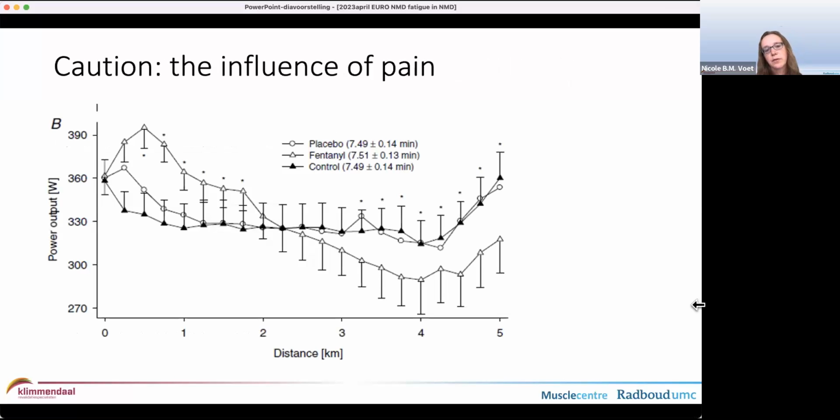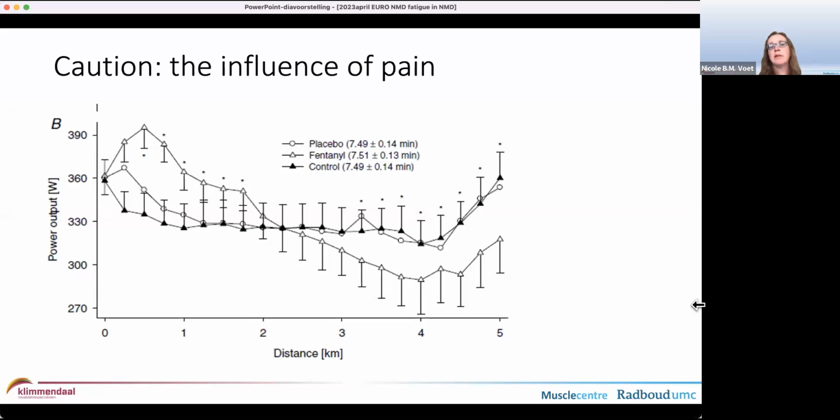These are 3 groups of cyclists. One group gets fentanyl medication, so that's a pain medication. And it's the uppermost group. And you can see that they were all asked to cycle for a distance of 5 kilometers. That at first, the fentanyl group had a very high level of power output in the beginning, compared to the control group without medication.